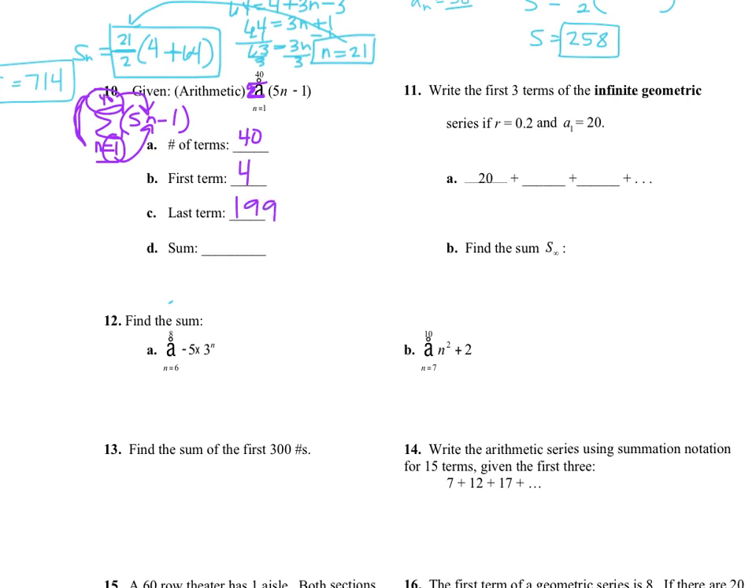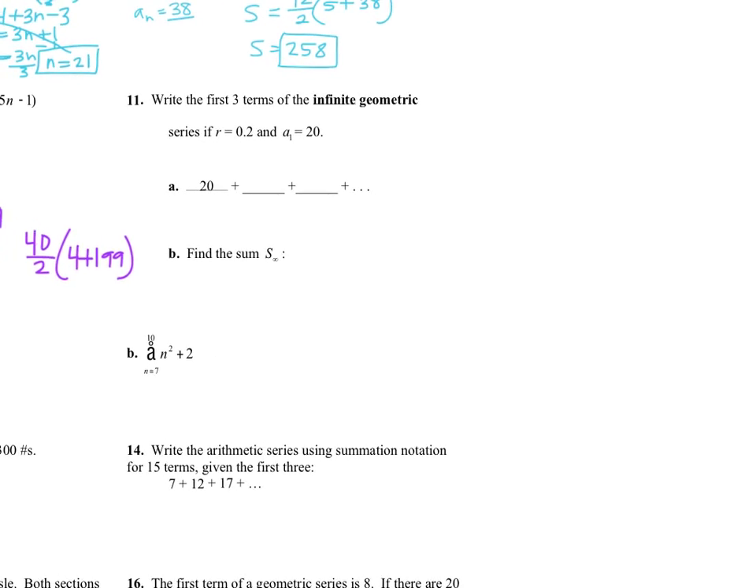Okay, so you have your number of terms, your first term, your last term, and now you can plug it into the sum. Remember, this is summation notation. So we're going to plug that into our sum formula for an arithmetic series. Remember that. So if you look at your arithmetic formula, that is the one that does the number of terms over 2 times the first term plus the last term. And if you plug that in, you get 4,060. Okay.